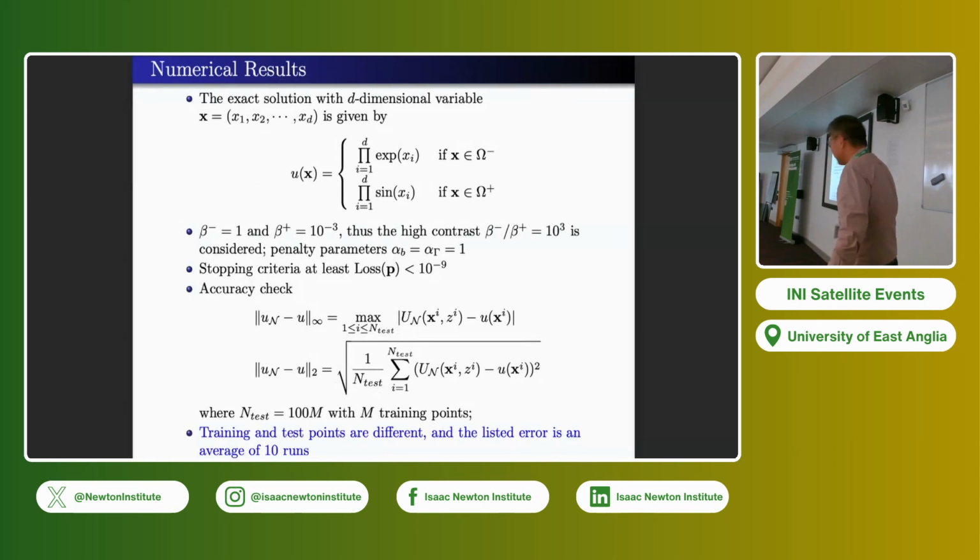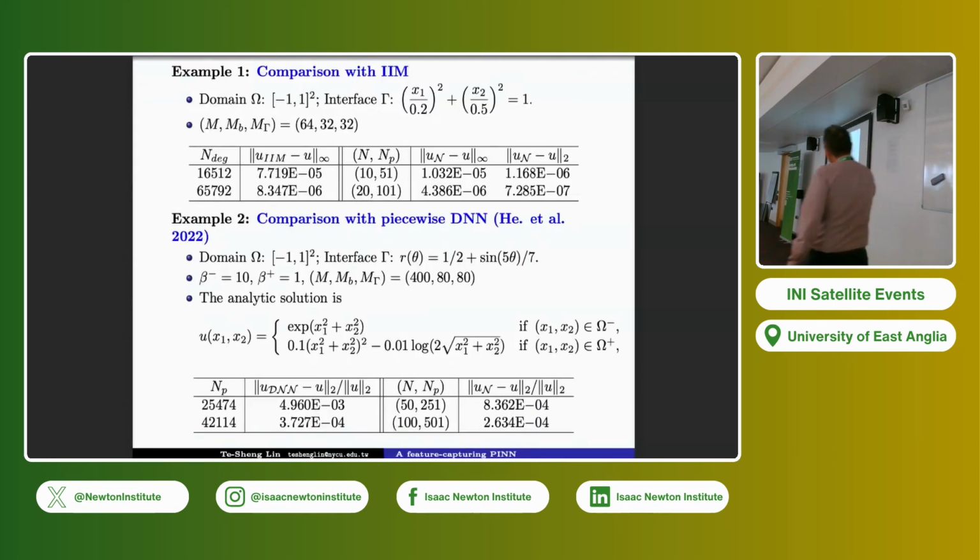Just to give you a test example in 2D, we compare with the immersed interface method. The left-hand side is the immersed interface method, where the number of degrees, I think, is the number of match points. On the right-hand side we have our network function. The N, I think, is the number of neurons. We have just 10 neurons with a total of 51 parameters. We have the infinity norm relatively the same as the immersed interface method, and the 2 norm is roughly the same.